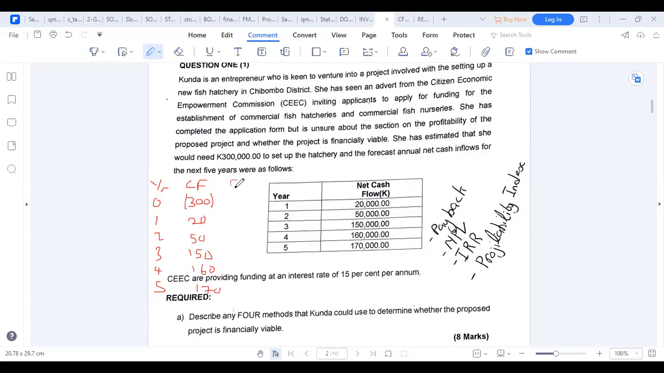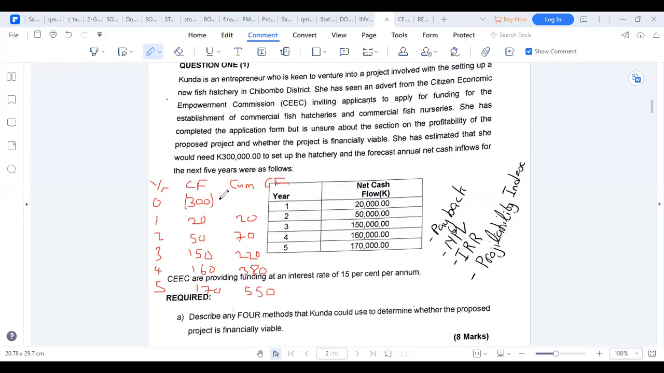Then what we do? We get the cumulative cash flows. So this is 20. Then we have what? 70. Then we have what? 150 plus 70, we get 220. Then plus 160, we get what? 380. Then plus 170, we get 550. Then what is our A?